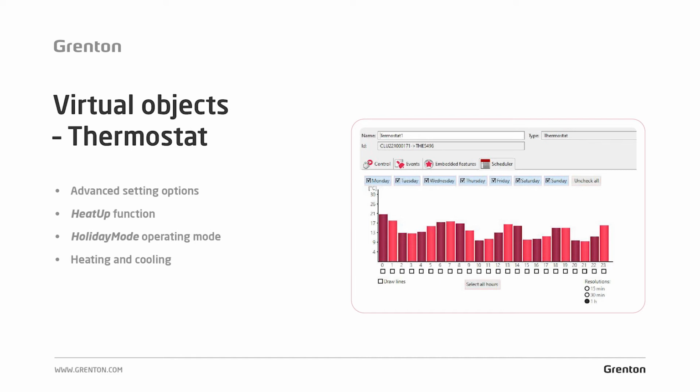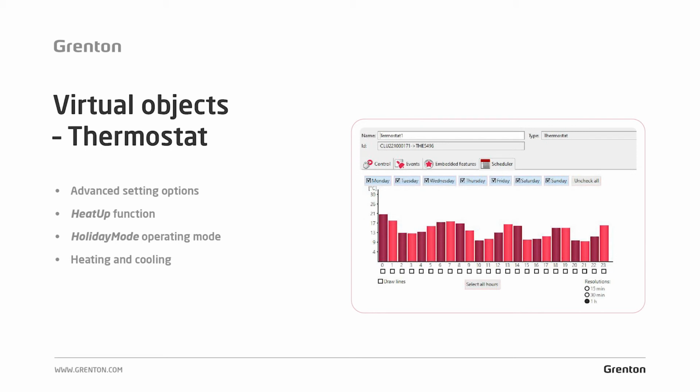However, our thermostats have much more extensive functions, including a number of functions that can be used when creating a more complex configuration such as heat up functions, i.e. timely heating, holiday mode, the ability to change the heating direction. For example, it's possible to control both heating and cooling in a given thermostat area.